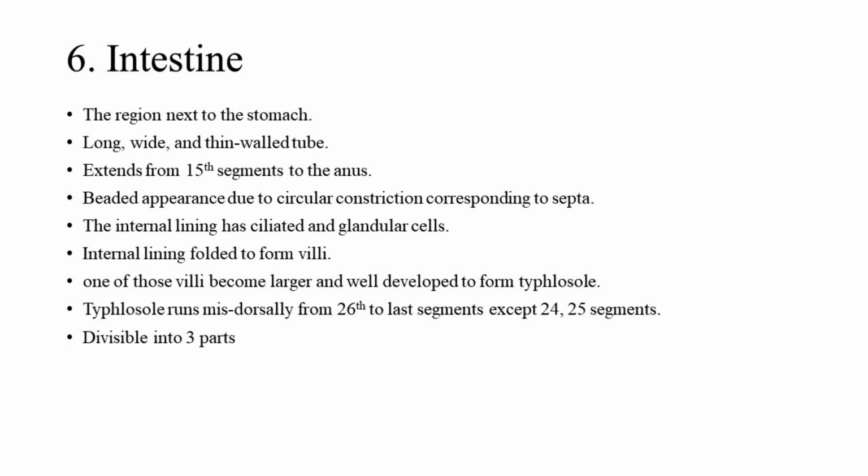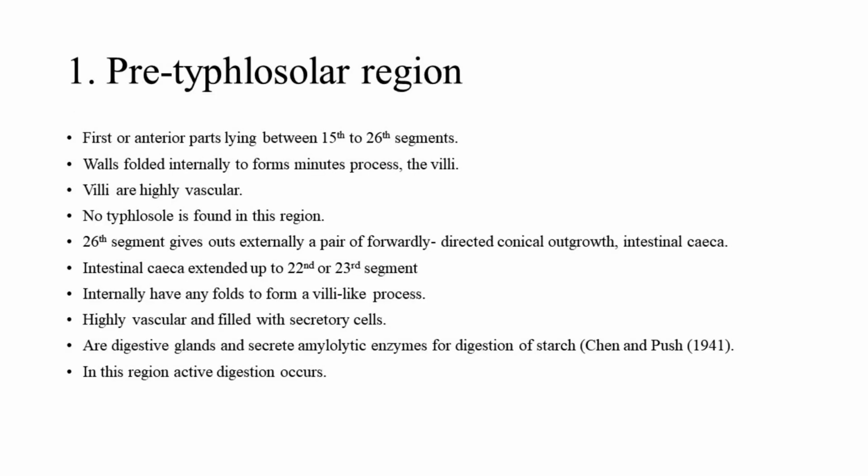Divisible into 3 parts. 1. Pretyphlosolar region. The first or anterior part, lying between the 15th and 26th segments. Walls are folded internally to form Minnett's processes, the villi. Villi are highly vascular. No typhlosole is found in this region.